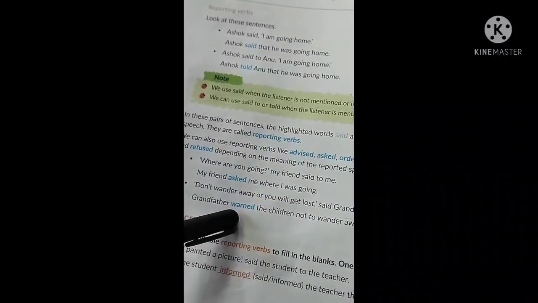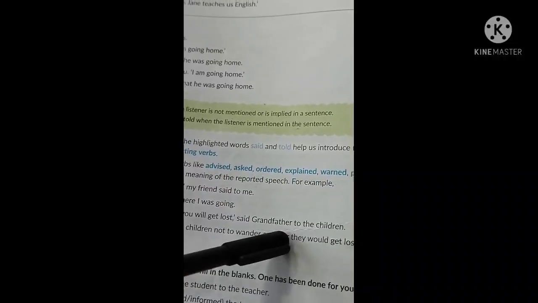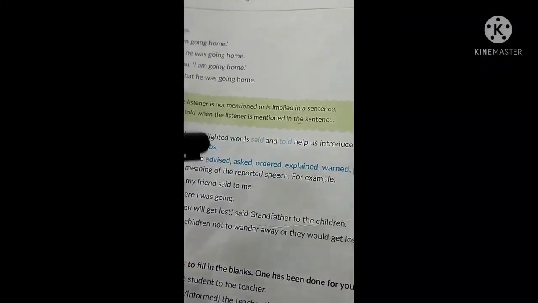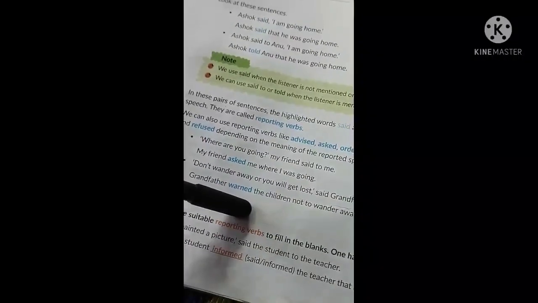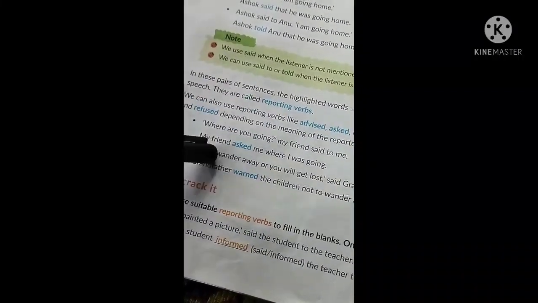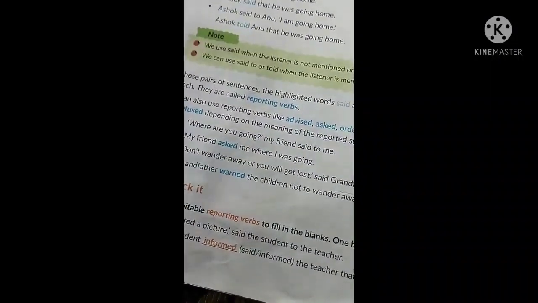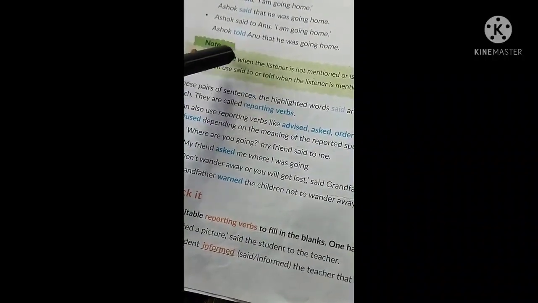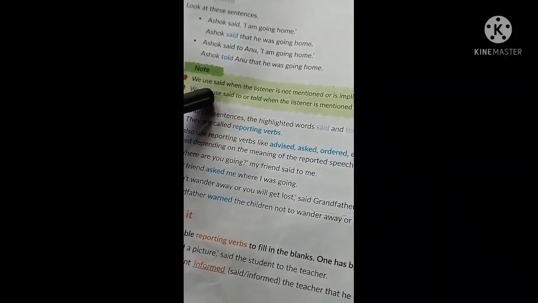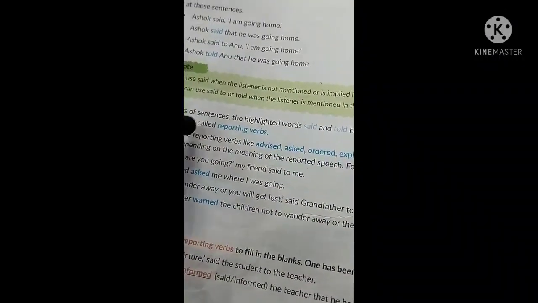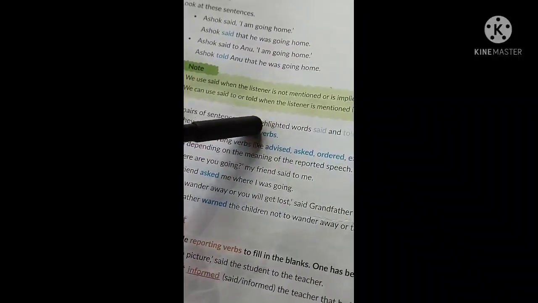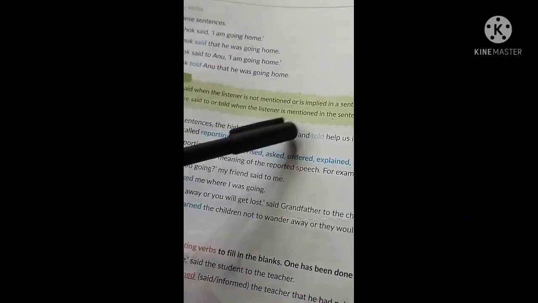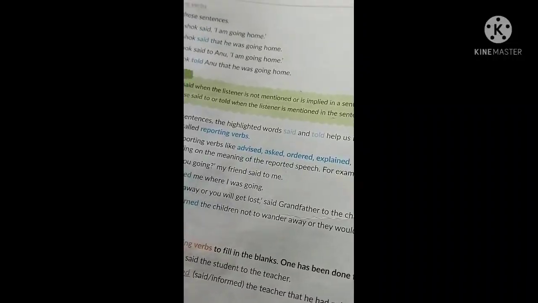Next sentence: "Don't wander away, or you will get lost," said grandfather to the children. When you change into indirect speech, it becomes: Grandfather warned the children not to wander away or they would get lost. So you can notice, if the listener is not implied, we can simply keep the word as it is. We use said when the listener is not mentioned in the sentence, but when a listener is mentioned, you should use said to or told or other reporting verbs like advised, asked, ordered, explained, suggested, promised, begged, and so on.